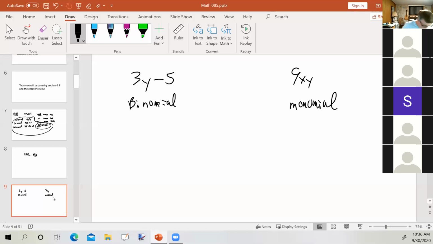Okay. How about 2x cubed minus 5x squared plus 6x minus 3? Monomial, binomial, trinomial, or none of these, just a polynomial? Polynomial. Polynomial. Excellent. Okay.